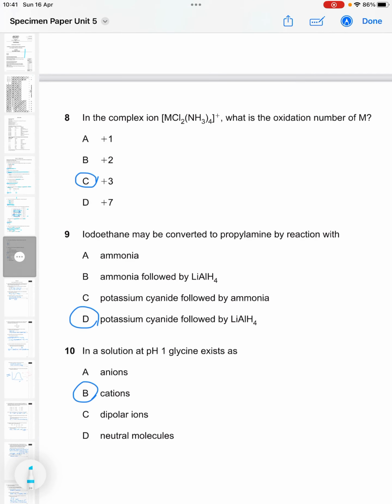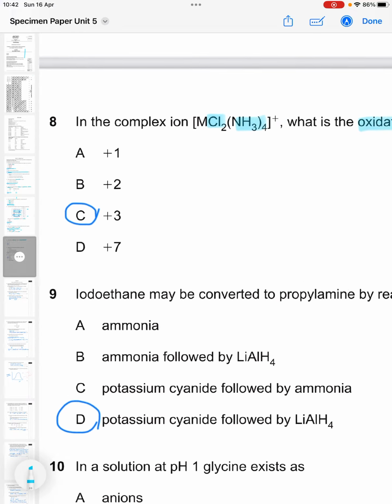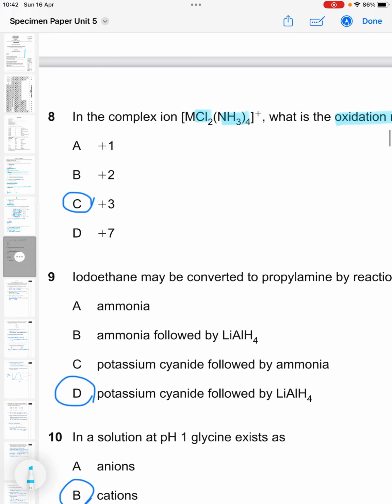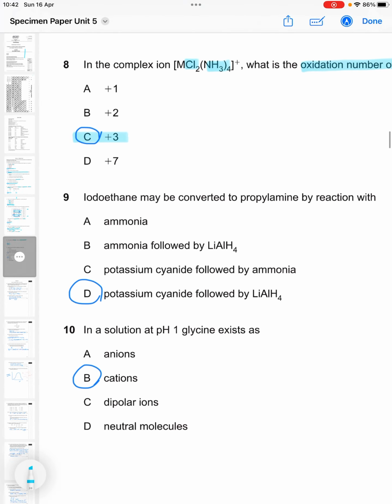Then the complex MCl2(NH3)4 plus. What is the oxidation number of M? So looking at this, each chloride is going to be -1. There's no charge on those 4 ammonia. So -2 in total for the chlorines, and then that means the metal has to be +3 to give us our positive charge overall.